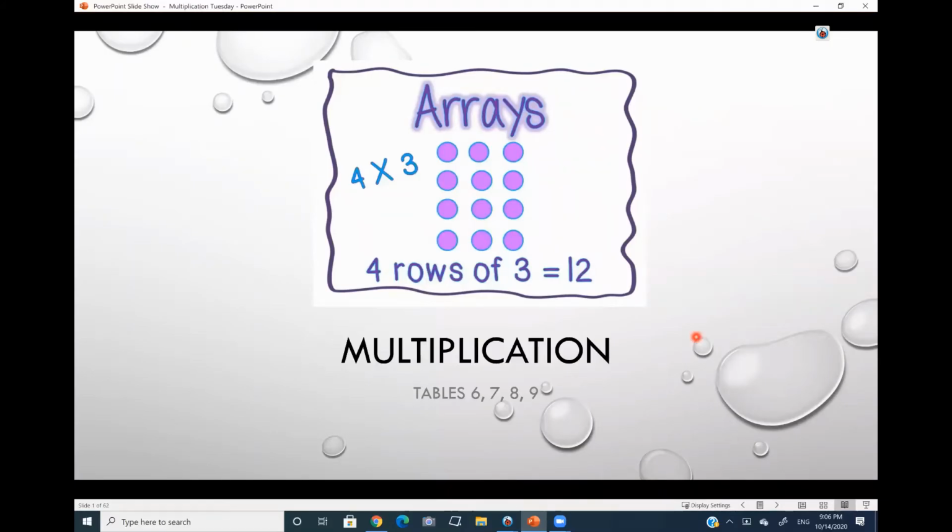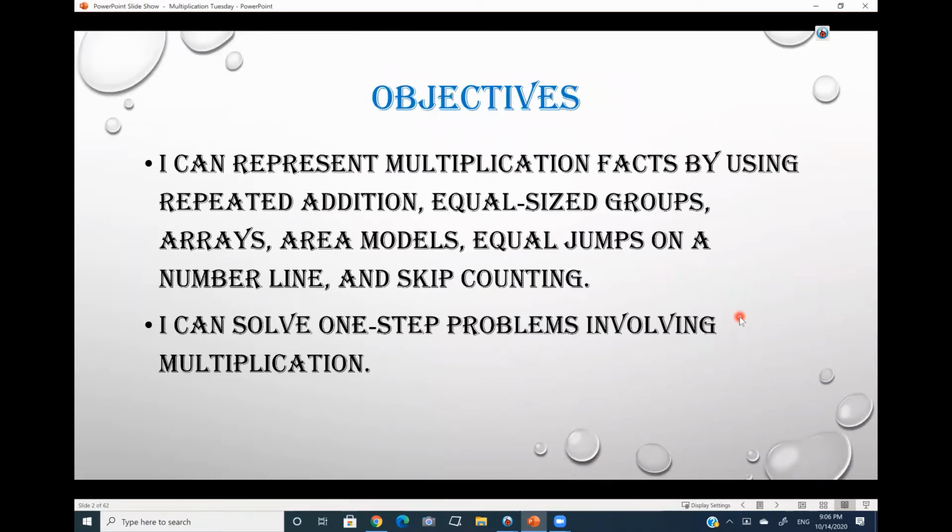Today we're going to be learning about multiplication. Our objectives of the day are: I can represent multiplication facts by using repeated addition, equal size groups, arrays, area models, equal jumps on a number line, and skip counting. Another objective is going to be: I can solve one-step problems involving multiplication.